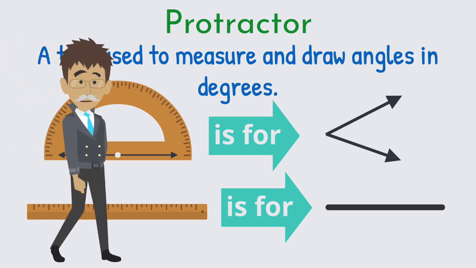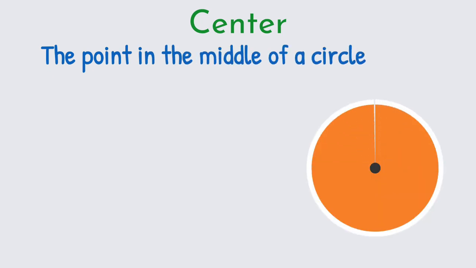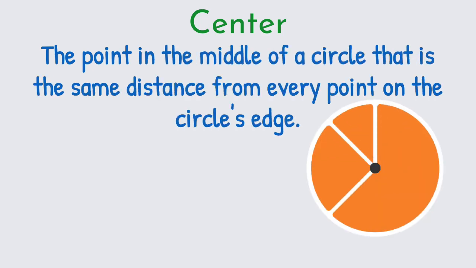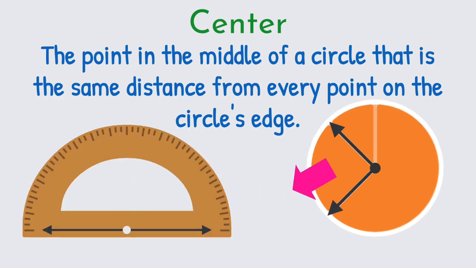Before we move on to triangles, there is one more important point to meet. Center. The point in the middle of a circle that is the same distance from every point on the circle's edge. The center of a protractor lines up with the vertex of an angle when measuring, which is exactly why understanding the center of a circle helps us use this tool correctly.